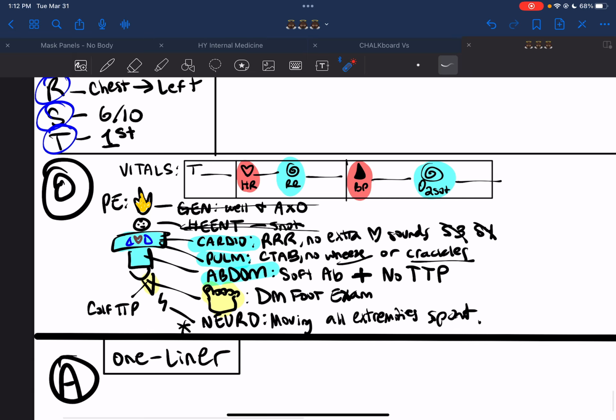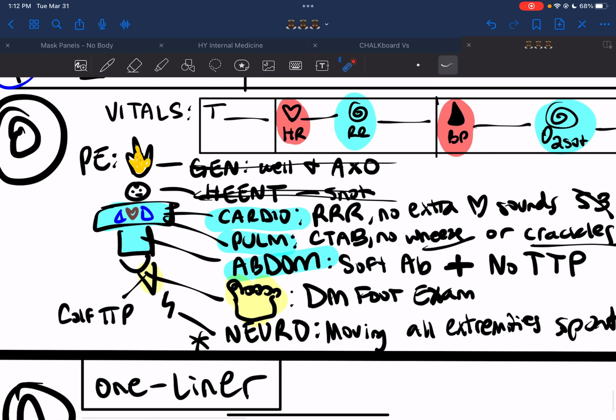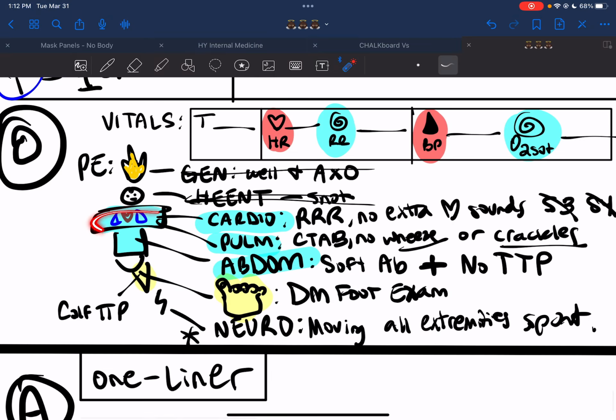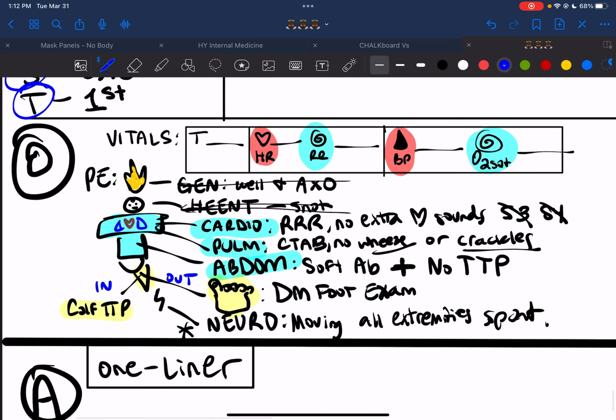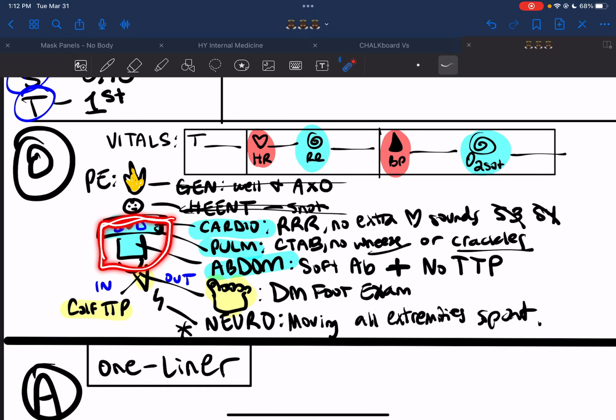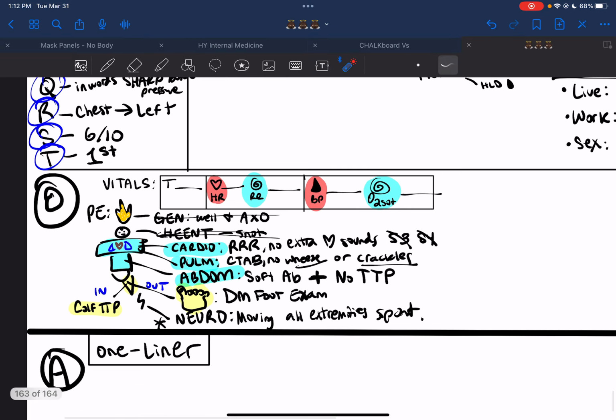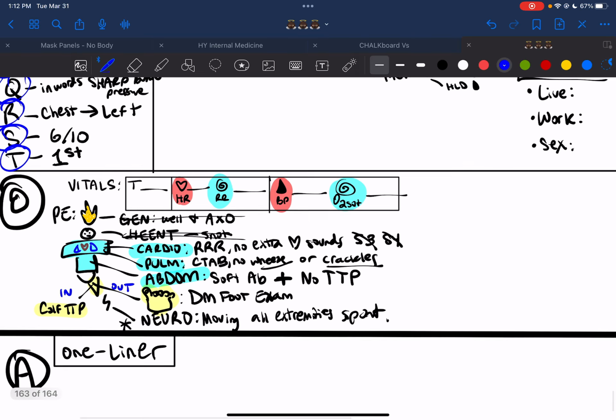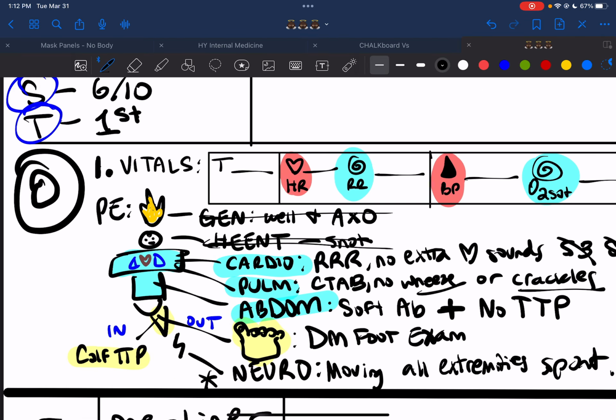So as far as the physical exam that you actually do by default every time, it's these highlighted parts. Torso, abdomen, leg. Cardio, pulm, abdominal, and then one of these 2 leg things, depending on if you're inpatient or outpatient. Okay? So again, the torso is the main thing. So that's the physical exam. All right? You did your vitals. You did your physical exam.